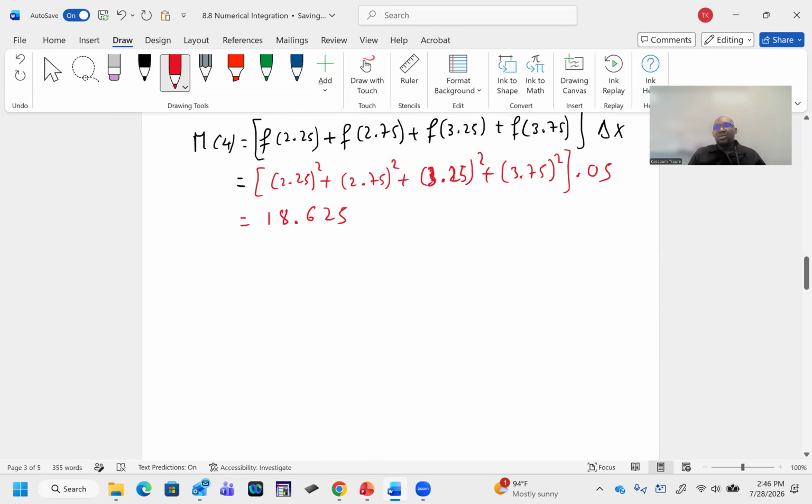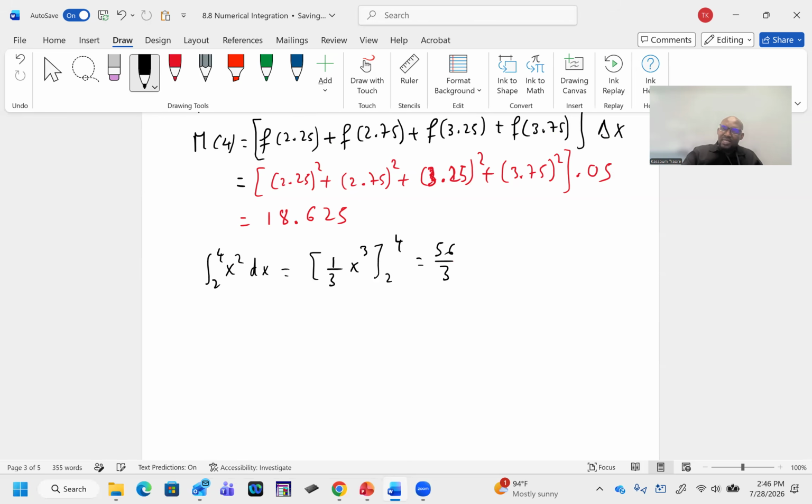Right? So again, we can go ahead and find the exact area as well if you want. In this case, we can find the exact area because we are looking for the area of what? The integral of 2 to 4 of x squared dx. So we know this would give me what? The antiderivative of x squared is 1/3 x cubed from 2 to 4. And if you substitute, you will see this one will give me 56 divided by 3. That's the exact area.